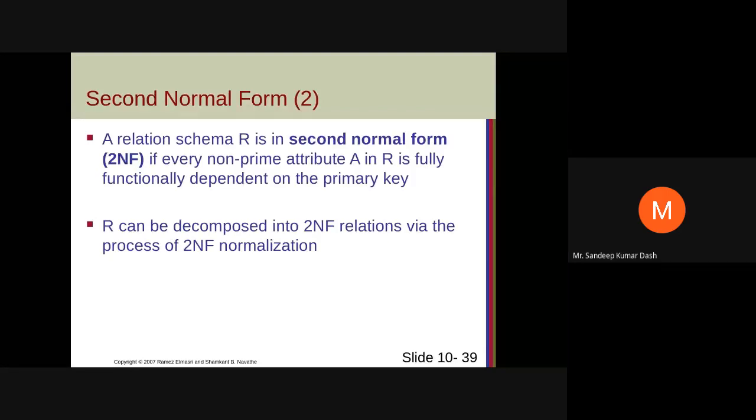It says that every non-prime attribute, that means Y if it is a non-prime attribute, should be fully functionally dependent on the primary key. That means the X side is the primary key. We'll see there is an alternative definition to this. The normal definition is this one, which says that every non-prime attribute A in R is fully functionally dependent on the primary key of R. Non-prime attribute means it is not part of any key.